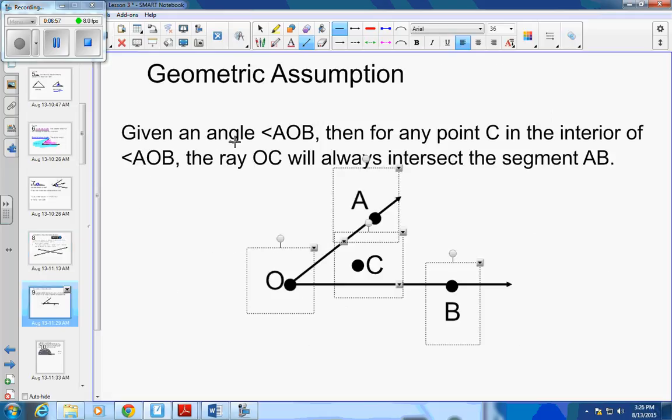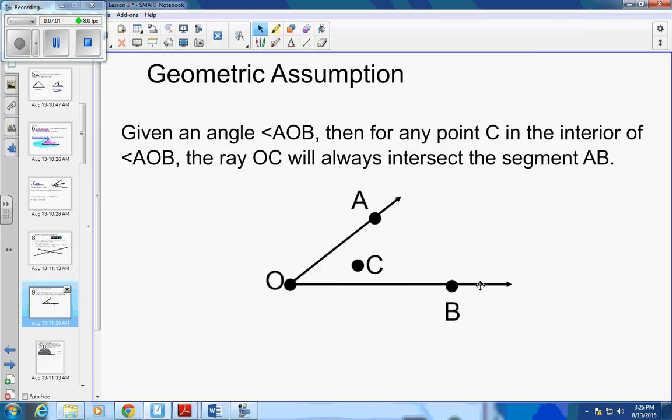Second assumption, given an angle AOB, then for any point C in the interior, okay, not exterior out here, interior in here, so any C inside here, the ray OC, so let's just drop this right down here, and draw a ray OC, will always intersect segment AB, and here is segment AB.